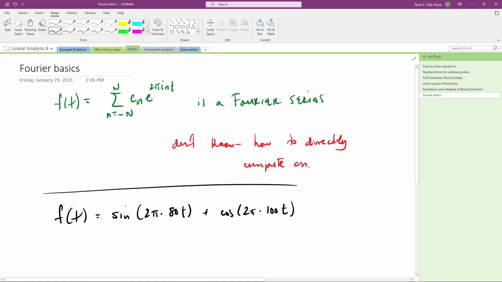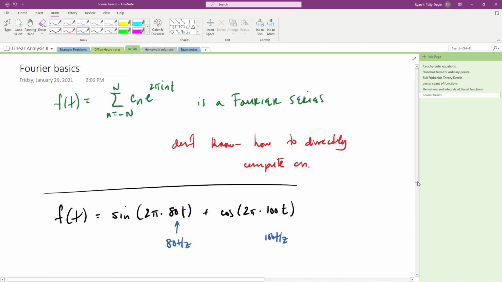Now the reason that we're splitting off the 100 and the 80 from the 2 pi is because this number is what tells us the frequency that that sinusoid works at. So in the case of the first sine, this is going to be an 80 hertz sine signal, and this is going to be a 100 hertz cosine signal. And what that means is that that function repeats itself 80 times in the space of every 1 second. Remember that the unit on hertz is 1/seconds.